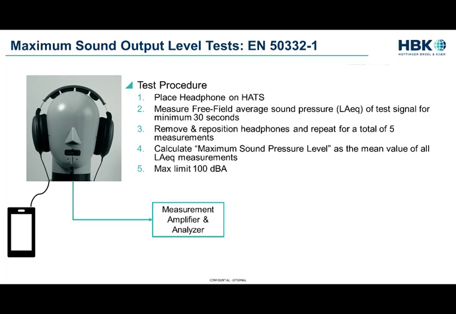Fit the headphone on the head and torso simulator, measure the average free field A-weighted sound pressure level, or LAEQ, for at least 30 seconds. Remove and reposition the headphone and repeat for a total of 5 measurements. The arithmetic average of the left and right channels for all measurements is the resulting maximum sound pressure level of the system and should not exceed 100 dBA.